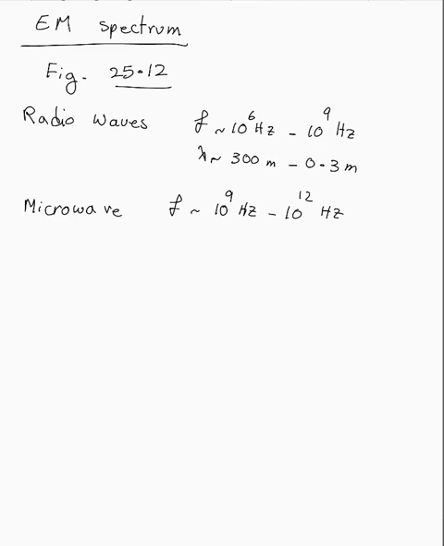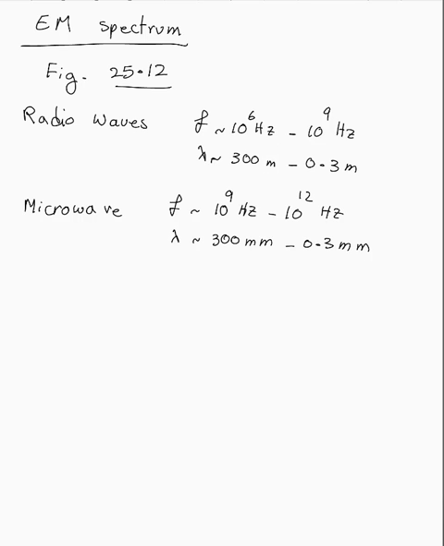Okay, we are now moving to the right of the spectrum. Next in line are the microwaves. These waves have a frequency of 10 to the power of 9 to 10 to the power of 12 hertz. Now, as you can see, frequency is increasing, so the wavelength is decreasing. So the wavelength is going to be between 300 millimeters and 0.3 millimeters.